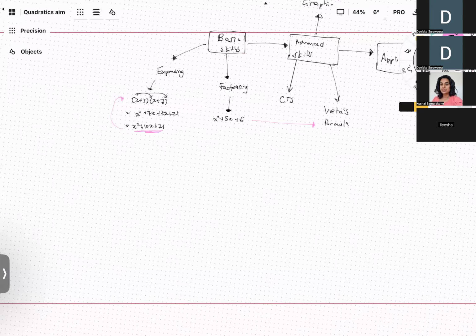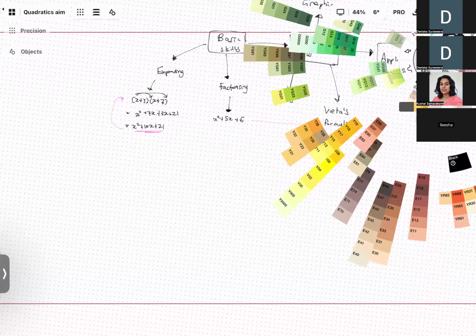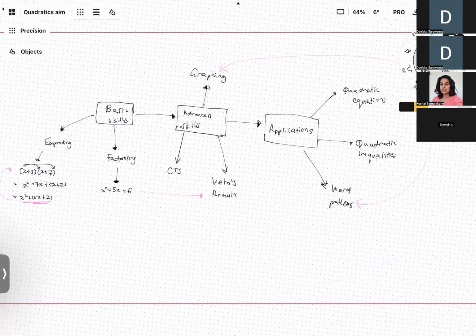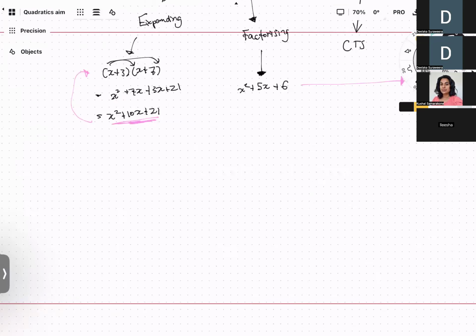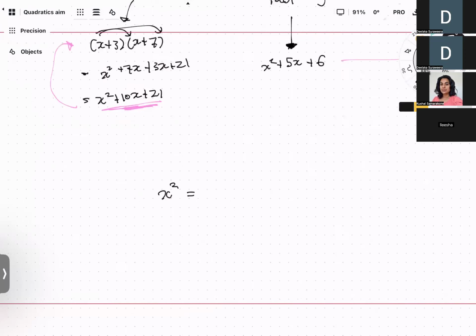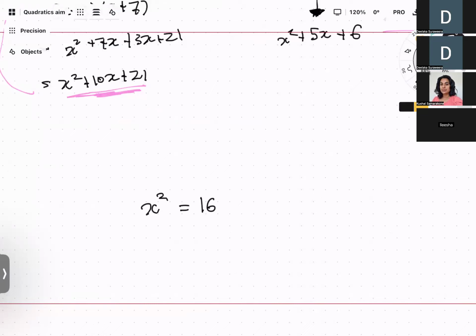Okay. First things first. Now, I said quadratic equations are a hard skill, and they are, but there's some very easy quadratics we can start with. So I'm going to give you some easy quadratic equations that I want you to solve. If I say x squared equals 16, what is the answer to that?